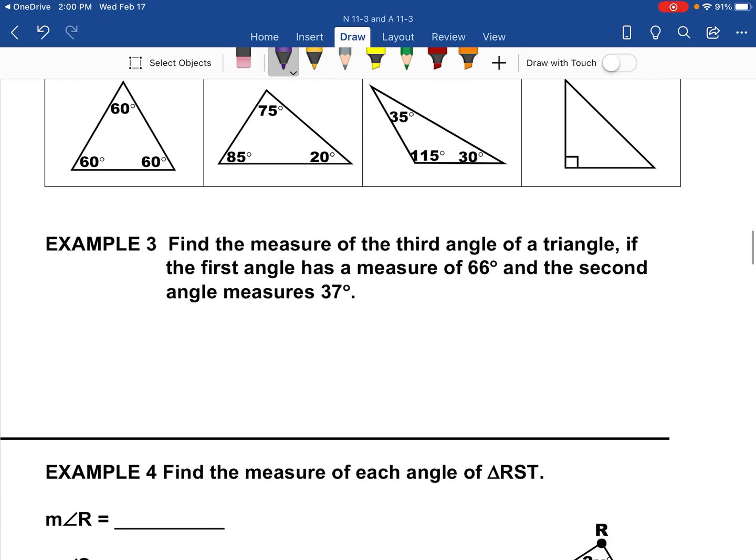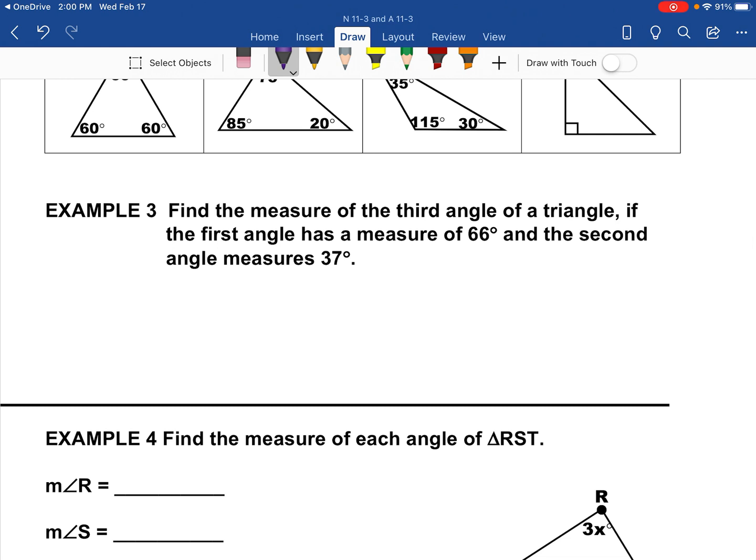All right, so example 3 says, find the measure of the third angle of a triangle if the first angle has a measure of 66 and the second angle measures 37. Well, they have to add to 180 degrees. We don't know what the third one is. If I was to subtract 66 and 37 from 180 degrees, it would give me 77 degrees is the measure of the third angle. Okay.